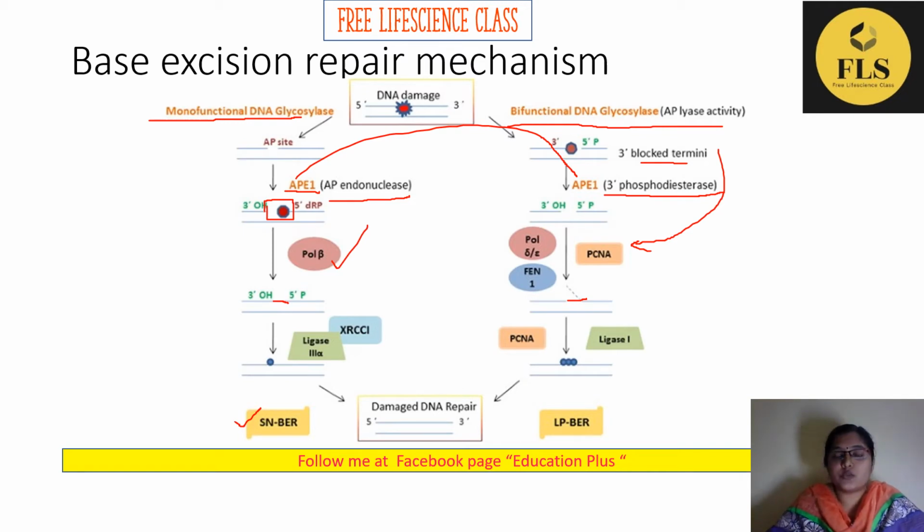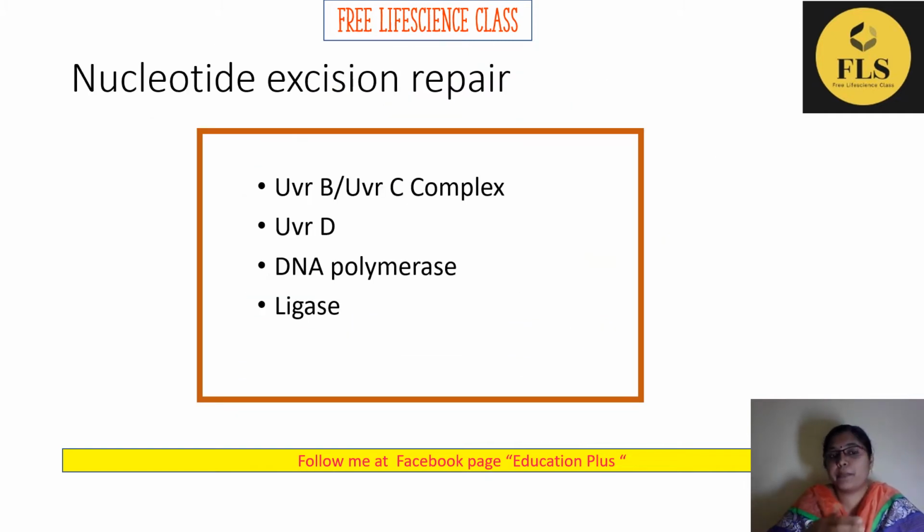Okay, so let's move into the next type of repair mechanism, that is nucleotide excision repair mechanism. Here you can see the major enzymes UvrB, UvrC complex. Then the next protein or enzyme is UvrD, which we can also say is a helicase enzyme. Then the next enzyme which is acting is DNA polymerase. The next one is ligase.